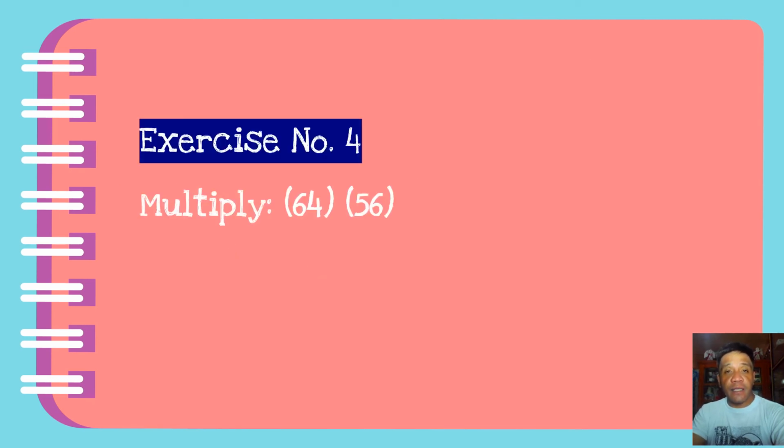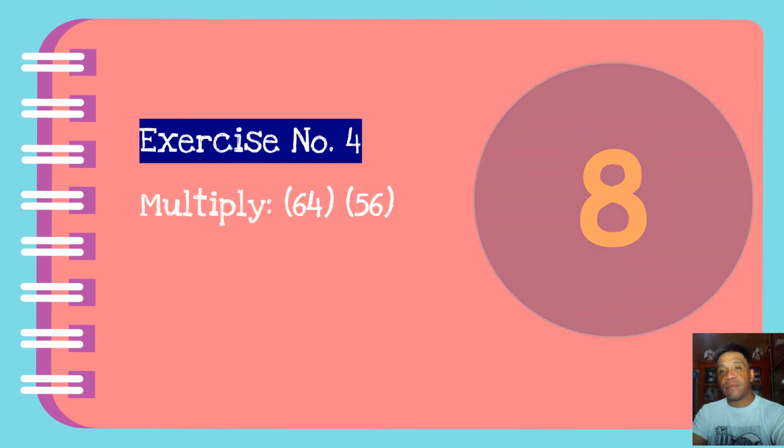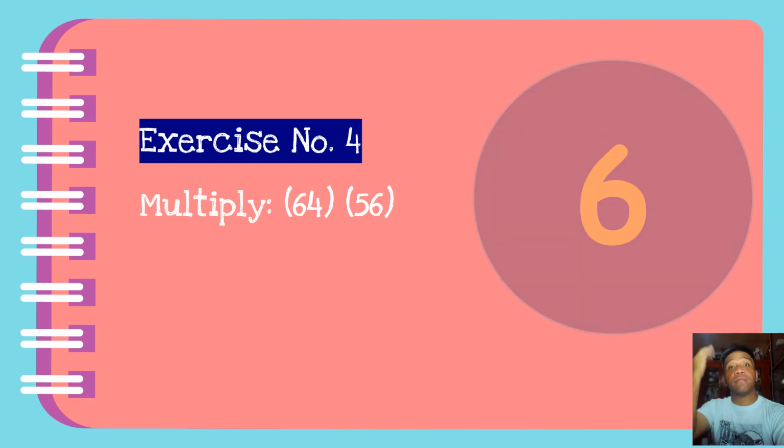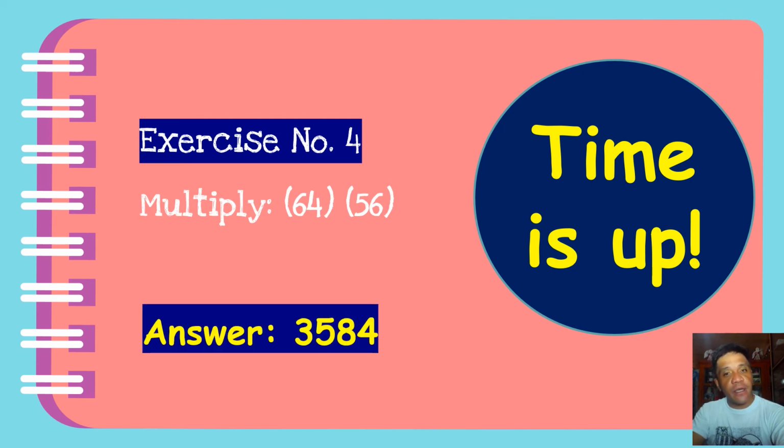Another example: multiply 64 times 56. Time starts. Okay, what would be your answer? The answer must be 3,584.